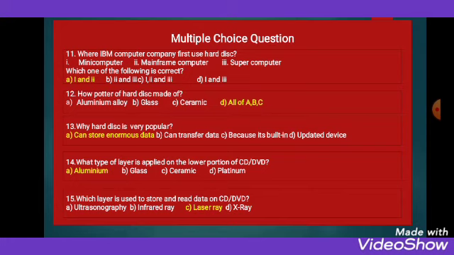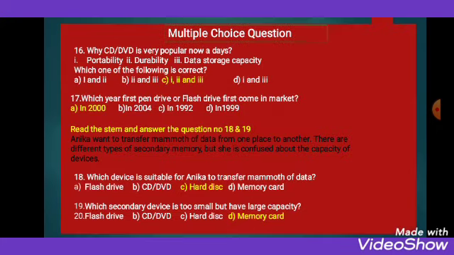Number 14, what type of layer is applied on the lower portion of CD and DVD? In the CD and DVD, an aluminum layer is applied. Number 15, what is used to store and read data on CD and DVD? Laser ray. Coming to number 16 question, why are CD and DVD very popular nowadays? CD and DVD are popular because of portability, durability and data storage capacity. So 1, 2, 3 is the correct answer.